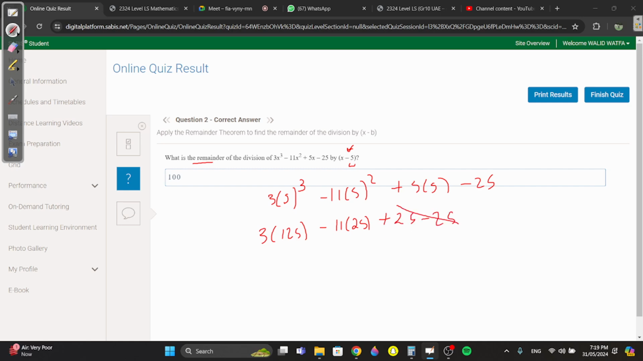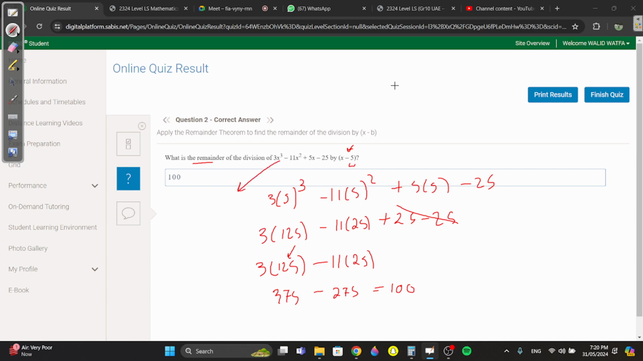Let's make our lives easier and cancel this 25 and 25. So we're going to get 3 times 125 minus 11 times 25. 3 times 125 is going to be 375. 11 times 25 is going to be minus 275. And you're going to get 100. Do it on paper.